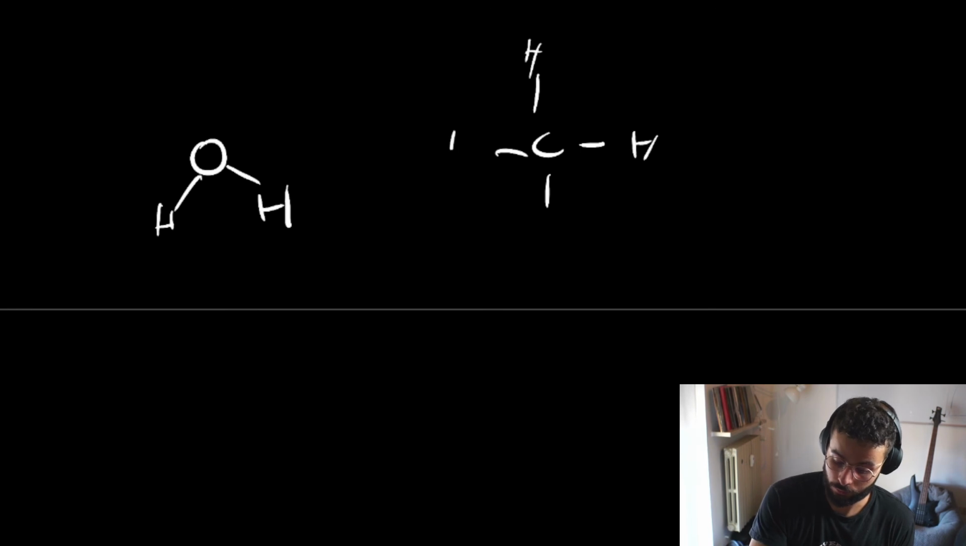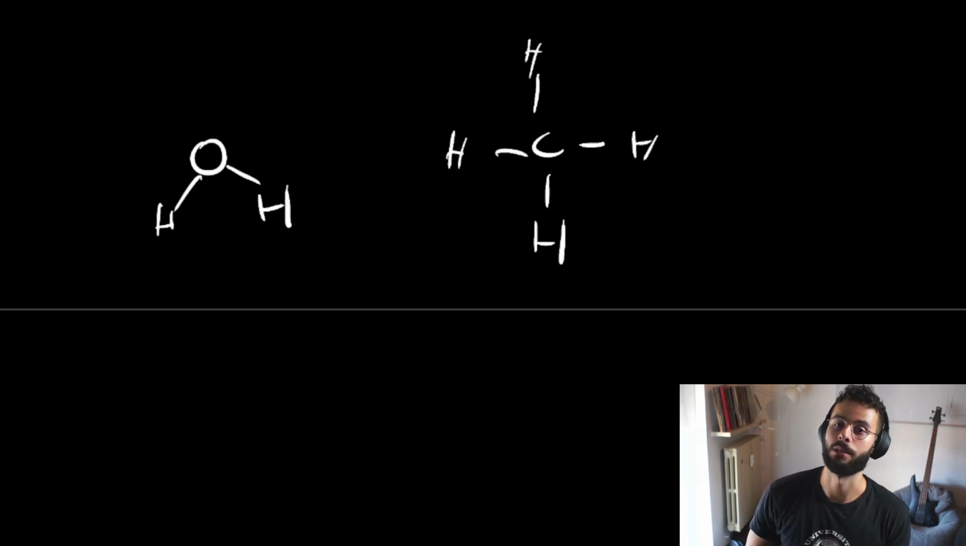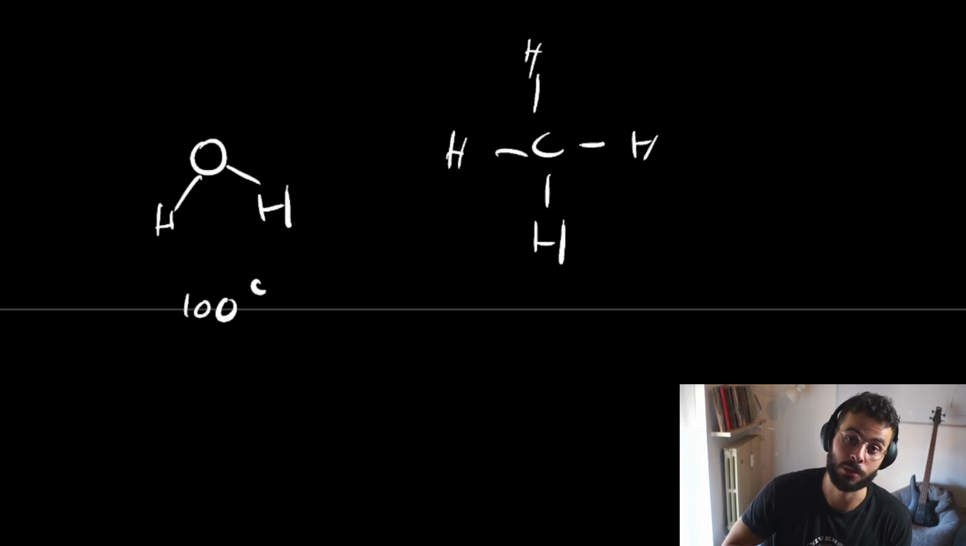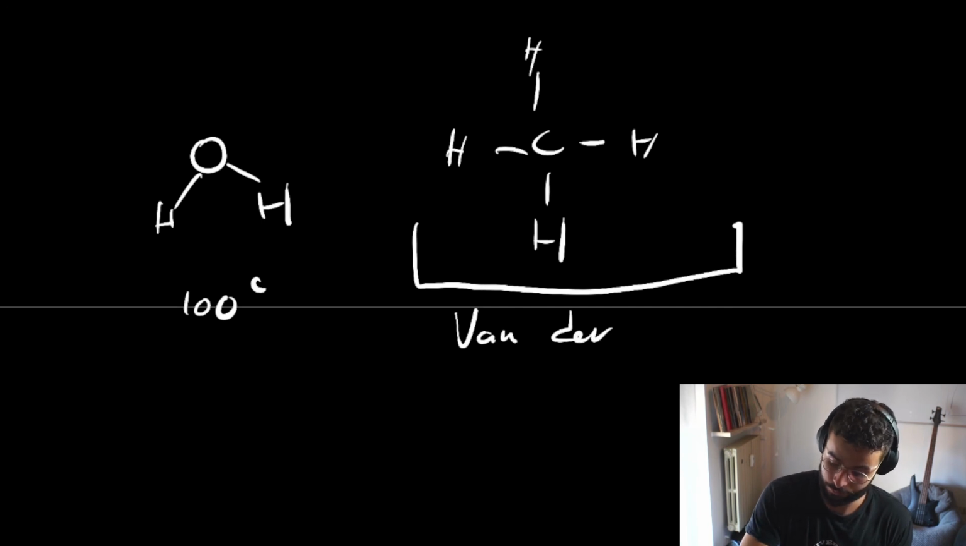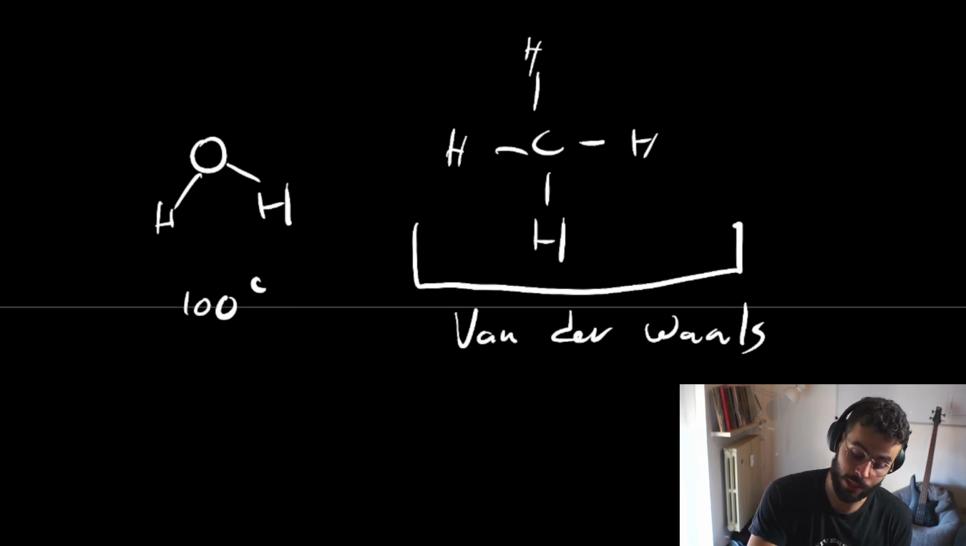So why do we have, for example, water compared to methane? The melting point and the boiling point of methane is minus many degrees, compared to water, which has a boiling point of 100 degrees Celsius. And if you compare it, you would see that the intermolecular forces of water are way stronger than the intermolecular forces of this non-polar compound. Because this one is van der Waals, and this one is dipole-dipole.